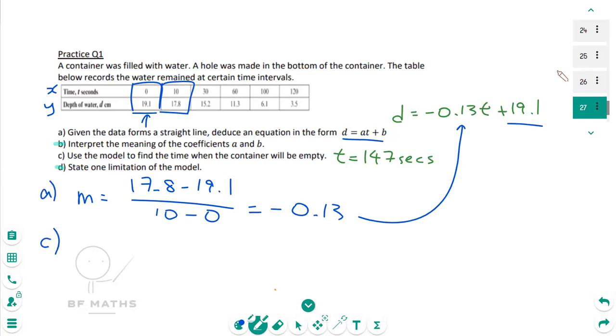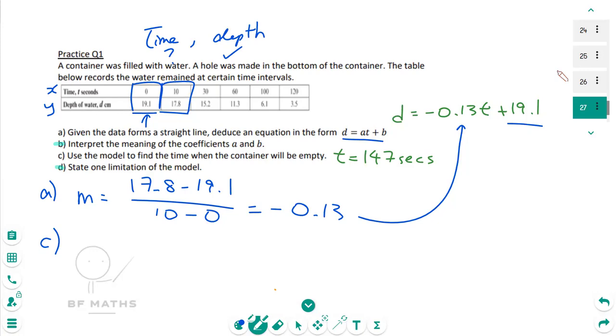Let's go for part C. Use the model to find the time when the container will be empty. Now there are 2 variables in here: time and depth. Now here's a skill. If you want to find time, then surely you must know depth, because otherwise you won't be able to find time. So whatever information is given to you next will be about the depth. This is some exam technique or thinking skill.